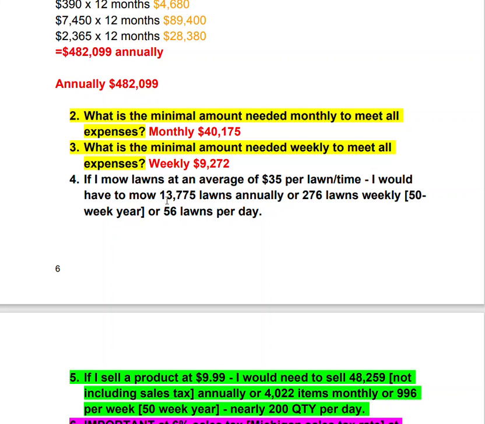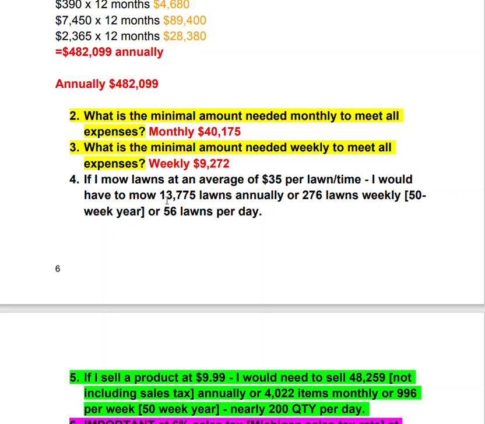Now, we use these kind of extreme examples just to show you something very interesting. We use these examples just to show you that, guess what? If you decide you want to mow lawns, you say, I'm going to start my own business and I've got all these expenses. Well, guess what? That's 13,775 lawns.